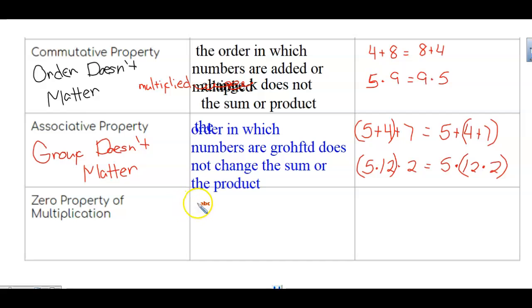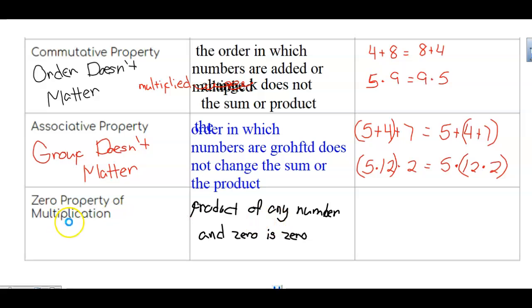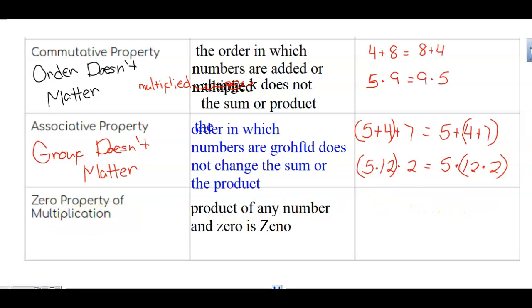Okay? And our very last one is the product of any number and 0 is 0. Okay, this is just that rule that tells us the 0 property of multiplication. Okay, so 0 times 5 is still 0.